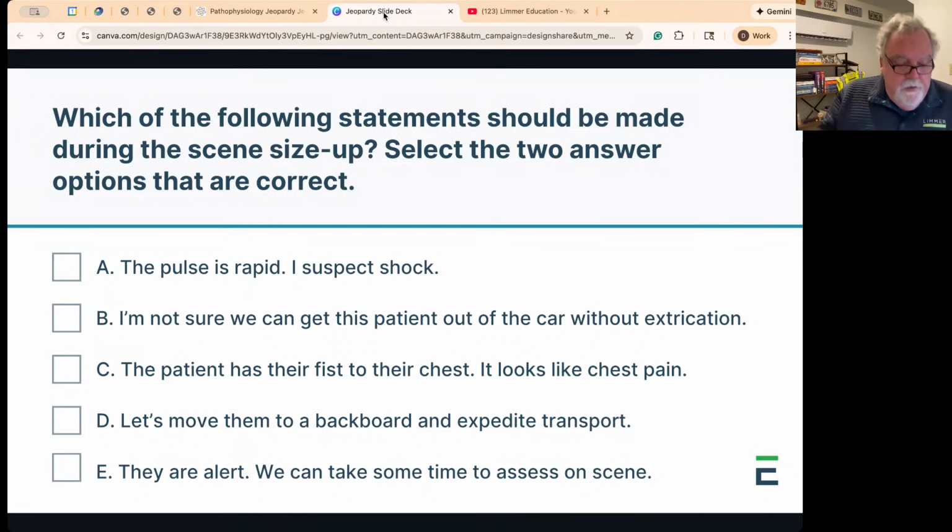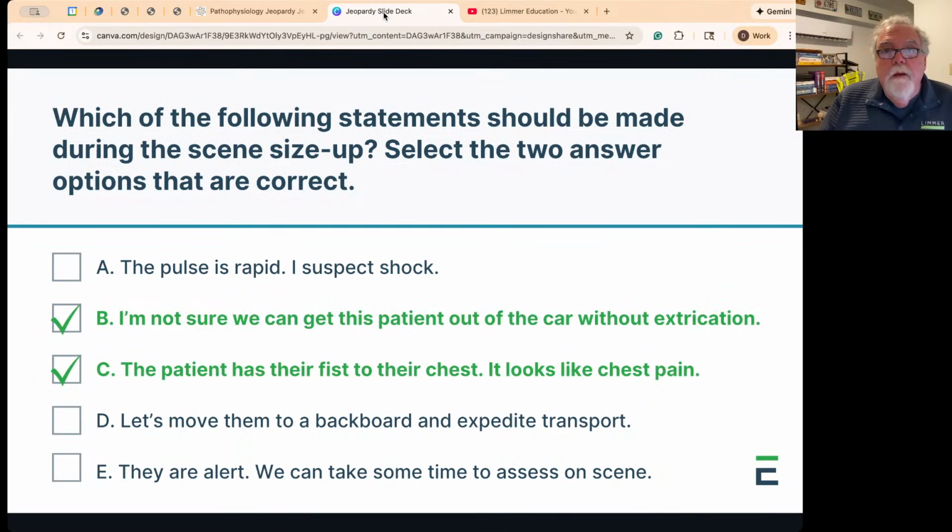Choice A, the pulse is rapid. All right, you're not touching the patient yet. You don't know. Let's move them to a backboard. You haven't made a priority determination yet. That's the primary assessment. And they're alert. We can take some time. No, those are all involving patient assessment.